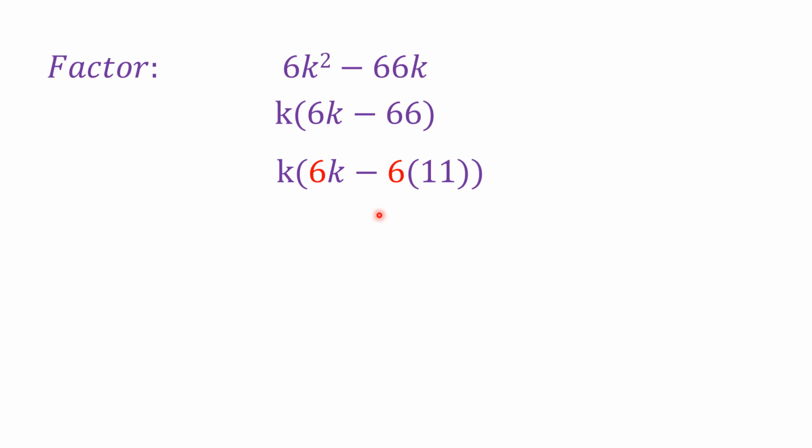So both have 6, so we can take out 6, and it will be like this. What's left is k and the 11, and outside will be now 6k. So this is the factored form: 6k times k minus 11. If you want to check if you have a correct factor, you can just multiply back the 6k. 6k times k is 6k squared, which is this, and 6k times 11 is 66k. So it will be going back to this. So that's how you check.